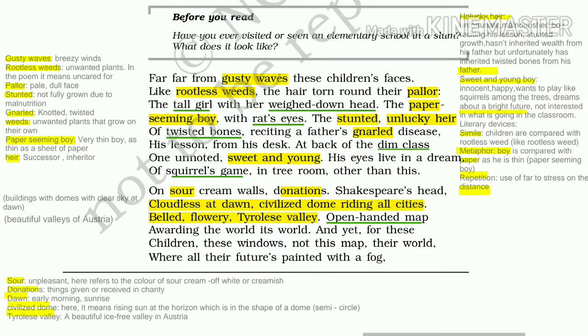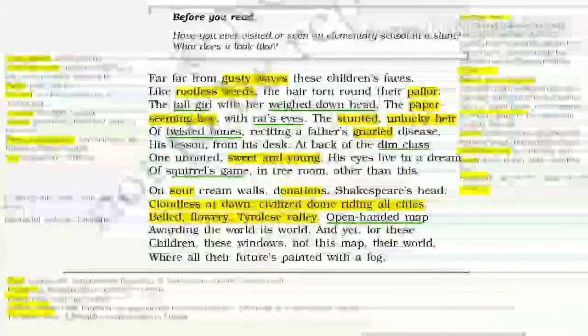His eyes live in a dream of a squirrel's game, in a tree room, other than this. So a sweet young child is sitting at the back of the dimly lit class. He is different from the others because his eyes are gleaming with the dreams of his future. The filth and the depravity of his life have still not ruined his hopes. Among the worn out slum children, this is the boy whose eyes are alive because he still dreams of a bright future. They are not sad and morbid like the eyes of others. And just as a squirrel frisks and frolics around in its tree house, likewise the eyes of the dreamer boy frisk and frolic with hopes for a brighter future.